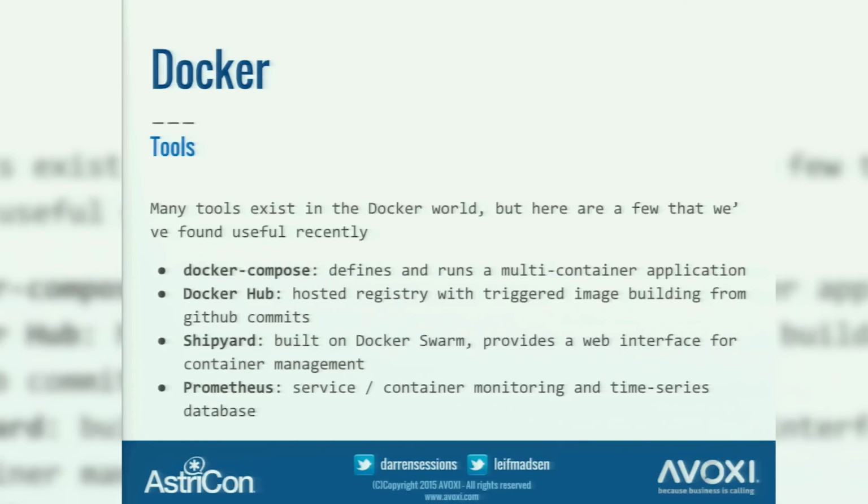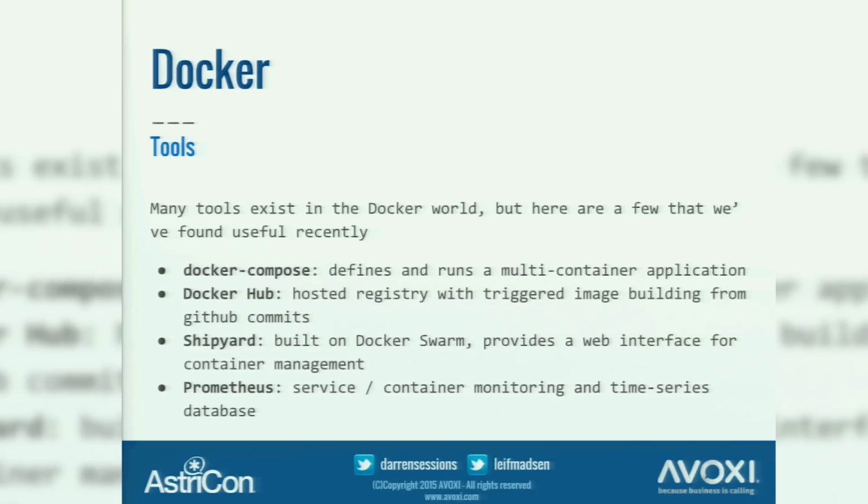So there's a bunch of tools that exist in the Docker world. These are a few that we found pretty useful recently. So there's Docker Compose, which defines and runs a multi-container application. So if I had a bunch of different containers that all needed to work together, such as Asterisk and a database, I could define that in a single Docker Compose file and then run that command. It'll instantiate and link them all and stuff like that. Docker Hub, which I kind of mentioned, is a hosted registry with triggered image building from GitHub commits.